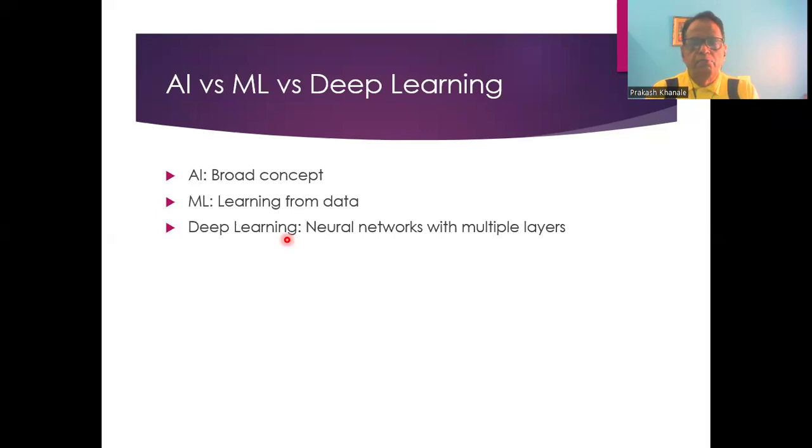AI is a broad concept. When we think of machine learning, it is a part of AI, where the machine will learn from the given data. Deep learning is part of ML, where we can make use of neural networks with multiple layers. So AI is a broader domain, ML is part of AI, and deep learning is part of ML. This is how things are placed for AI, ML, and deep learning.